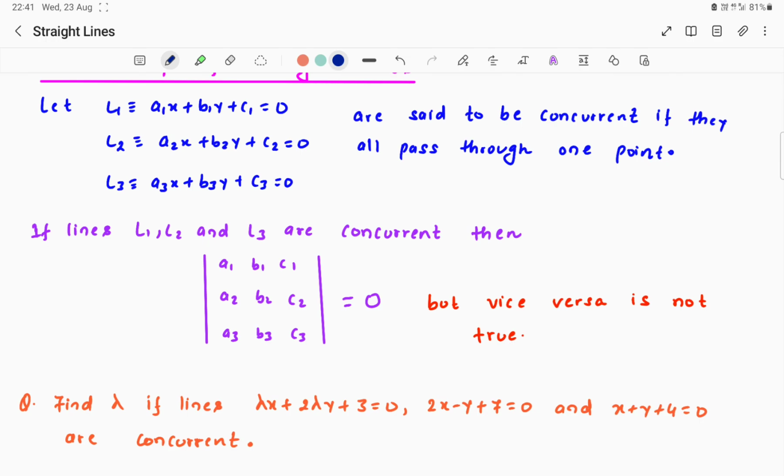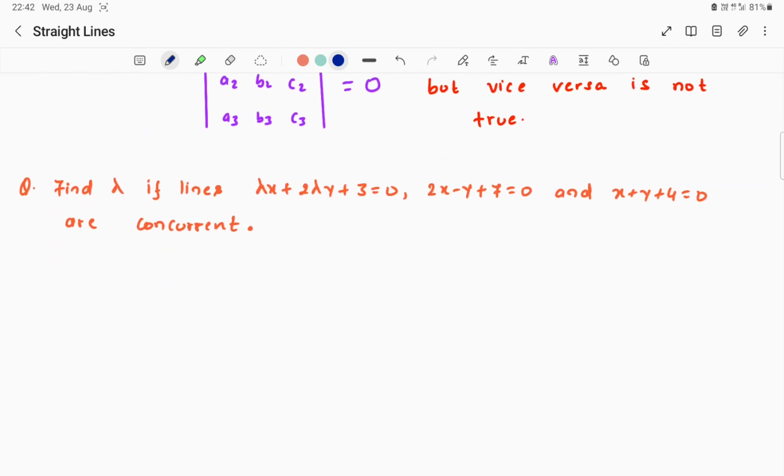But as of now, simply evaluate this determinant. If it is 0, it is concurrent. If it is not, it is not concurrent. But vice versa is not true. Tomorrow if somebody comes and says that this is equal to 0, it doesn't mean that they are obviously concurrent. Why and all, you can leave as of now. Okay, so let's see a question.